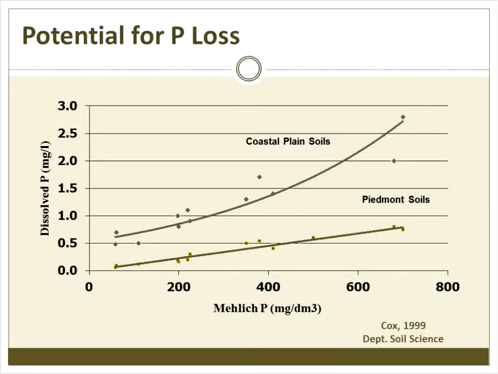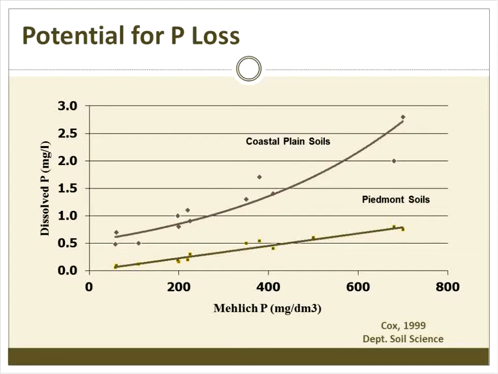Again, Dr. Cox did some excellent work looking at the relationship between dissolved phosphorus, in milligrams per liter or parts per million. You can use it either way. And the relationship between dissolved P, soil test phosphorus, and soil texture. So basically, Piedmont soils, we're looking at clay textured soils. Coastal plain soils, we're looking at sandy textured soils. On Piedmont soils, you're not losing very much soluble P.